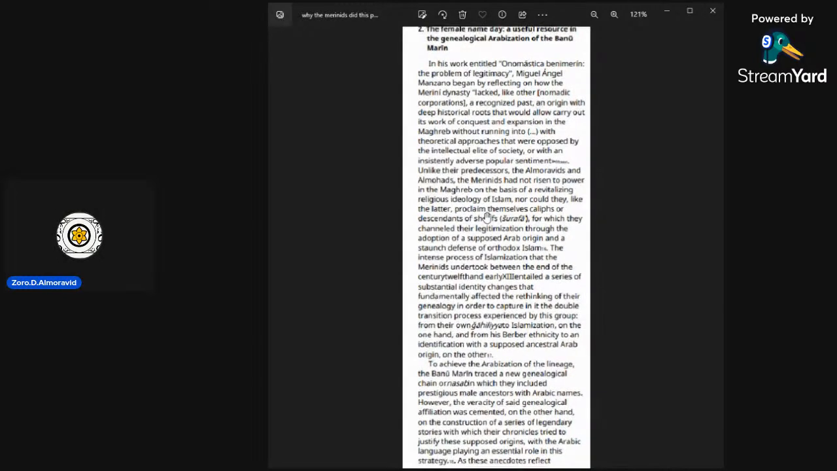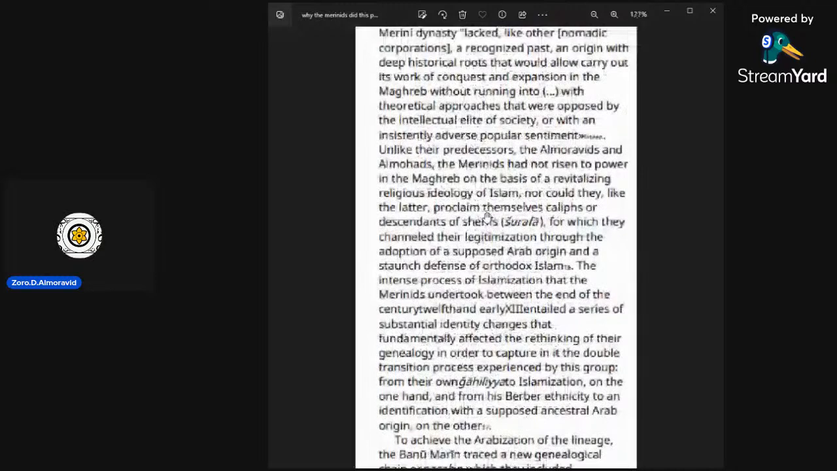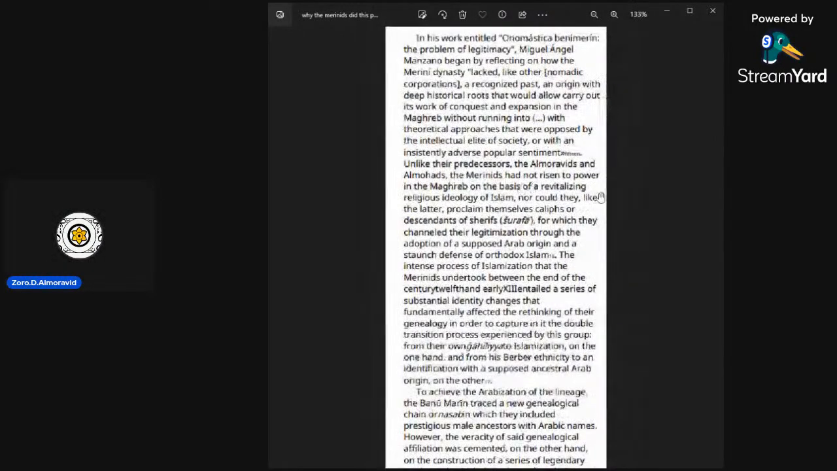So the Marinids had not risen to power in the Maghreb on the basis of revitalizing the religious ideology of Islam, nor could they. Like the Almoravids or the Almohads, they could not proclaim themselves caliphs or descendants of sharifs, so they channeled their legitimization through the adoption of a supposed Arab origin. So they did not really tell you that we are the descendants of the prophets, but they tell you that we are Arab, and a staunch defense of Orthodox Islam.